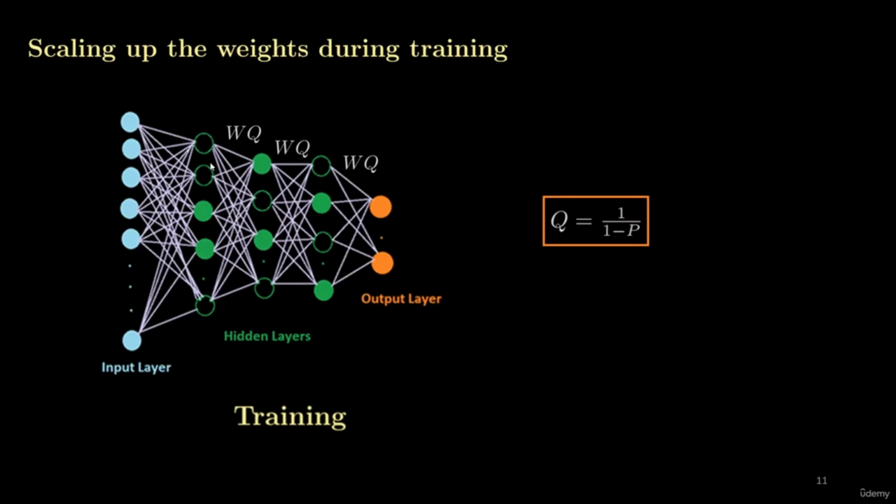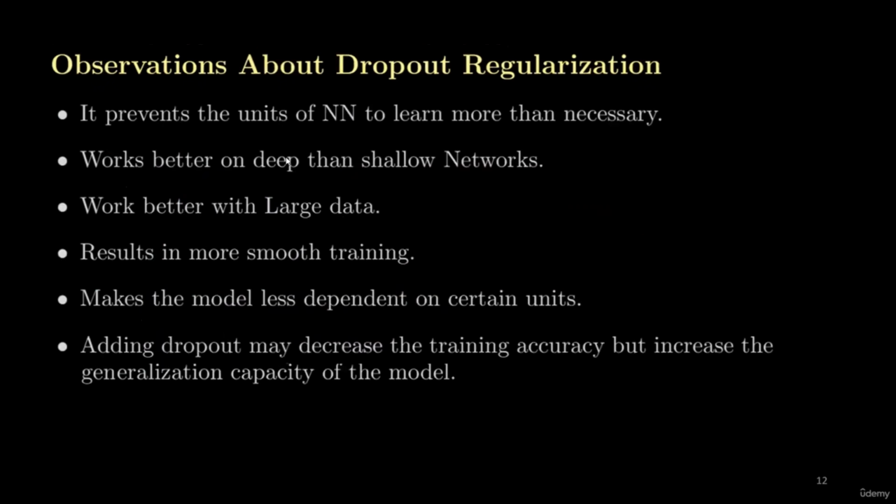In that case, what happens when we apply dropout? When we apply dropout, the dependency of this neuron on this neuron will become less, and it becomes independent. So in order to make the nodes of the neural network learn independently, we apply dropout regularization. It makes the model less dependent on certain units.